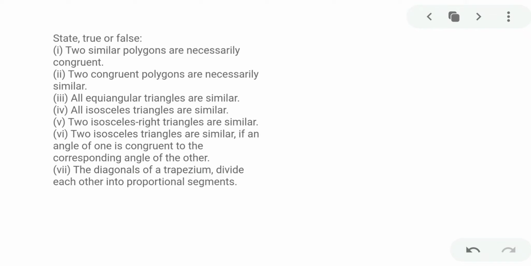Then kids, there are some true or false for your problem number 11. We will quickly discuss them. We have two similar polygons are necessarily congruent. See, it's not compulsory that your similar triangles or similar shapes will be congruent also, will be equal also. Your first will be obviously false.